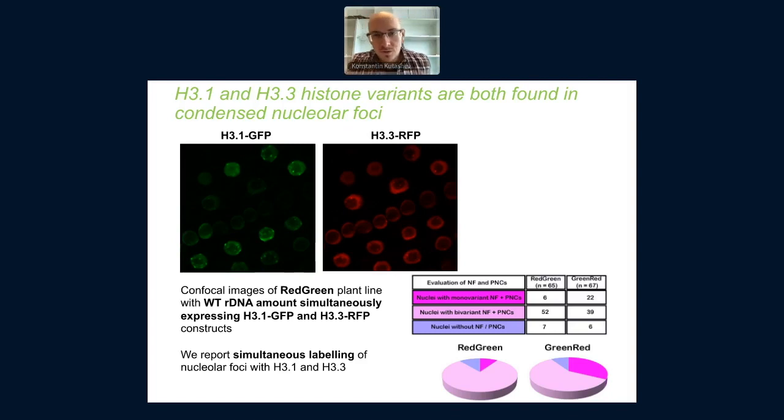Next, we also had a look at the deposition of H31 using a line with a wild-type RDNA amount that expressed H31 and H33 simultaneously, labeled with different fluorophores. We analyzed these condensed foci within the nucleoli, and we found that most of our foci are stained with both histone variants.